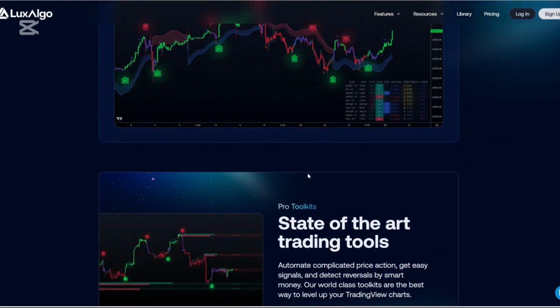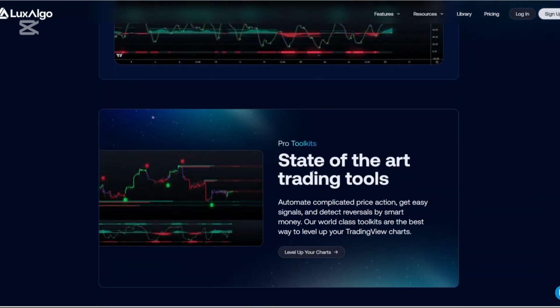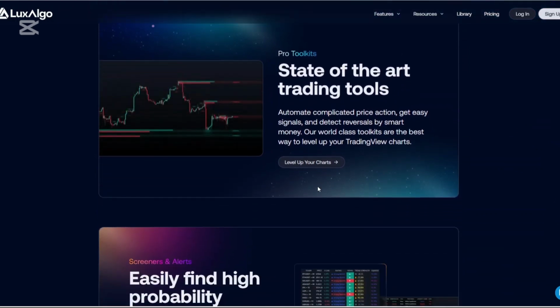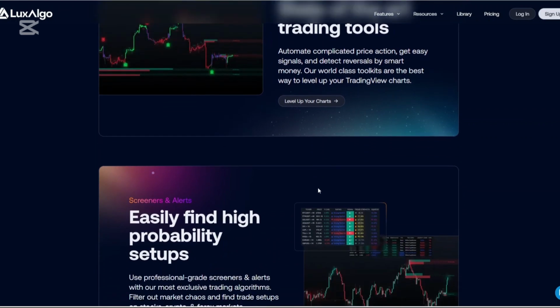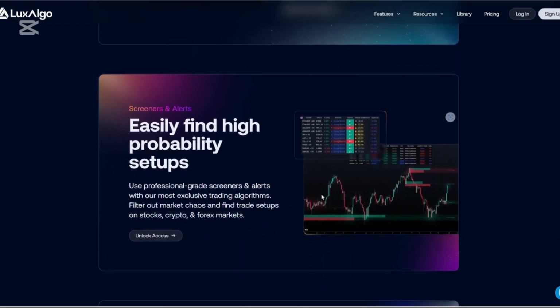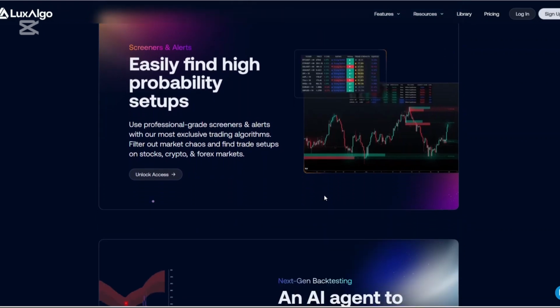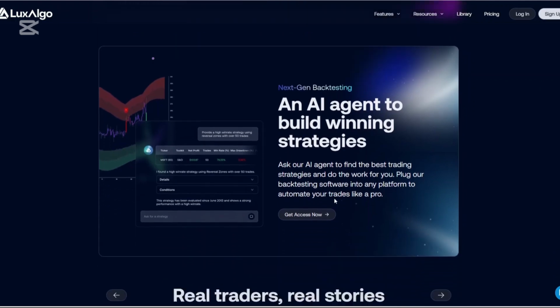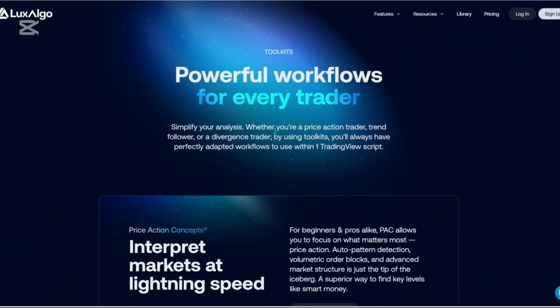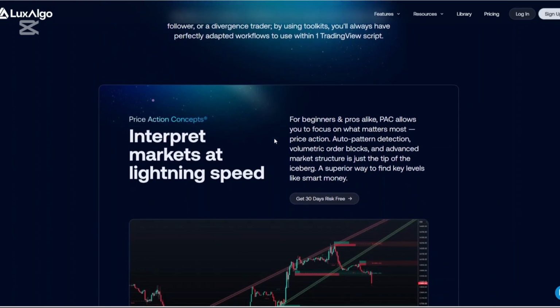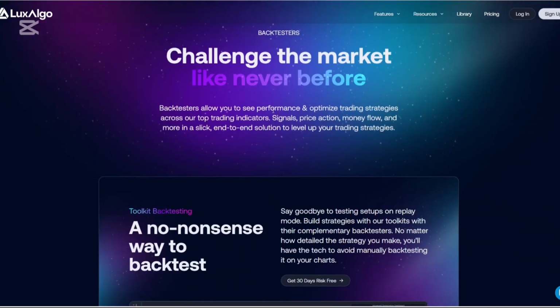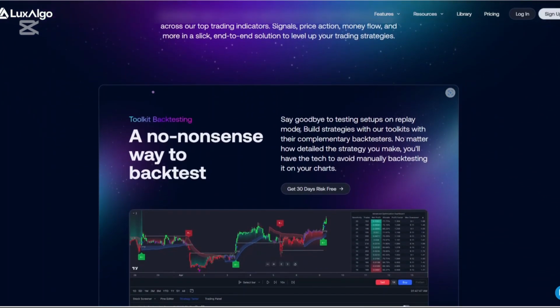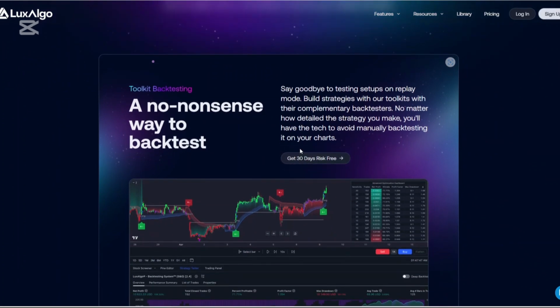Also integrated with TradingView, LuxAlgo offers price action concepts that automate the detection of market structures, order blocks, and other price action elements. Signals and overlays. They provide real-time buy or sell signals, trend confirmations, and customizable overlays to suit various trading styles. Oscillator Matrix. It's a tool to gauge market momentum and potential reversals. An AI backtesting assistant. An AI-driven feature that helps traders backtest strategies and optimize them based on historical data.